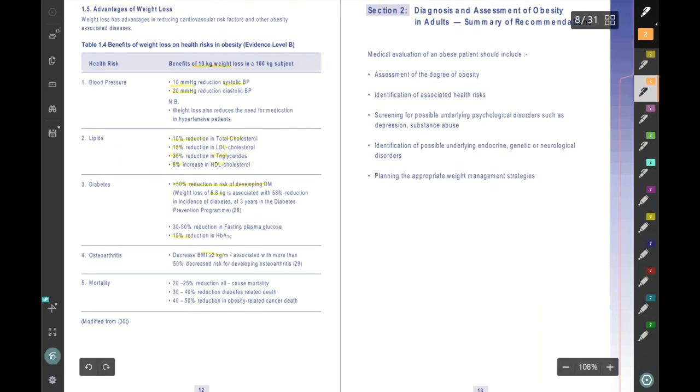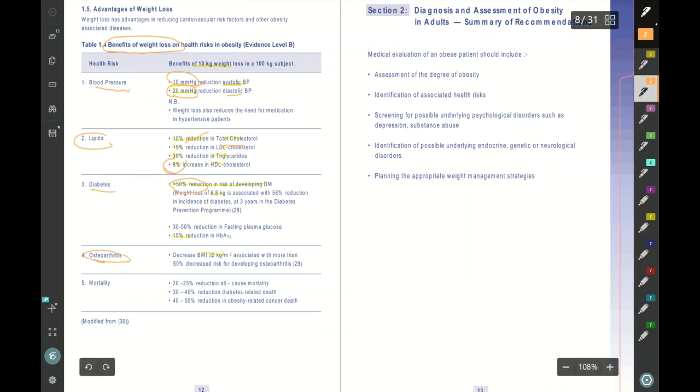So why do we concern ourselves about obesity? Because of the benefit when we aim for weight loss. Why? Because weight loss can affect their blood pressure. We can reduce 10 millimeter mercury in systolic, 20 millimeter mercury in diastolic. And regarding their lipids also, there's a 10% reduction in total cholesterol, and their HDL also increases by 8%. And also in diabetes, there's a 50% reduction. That's very high, 50% reduction in risk of developing diabetes.